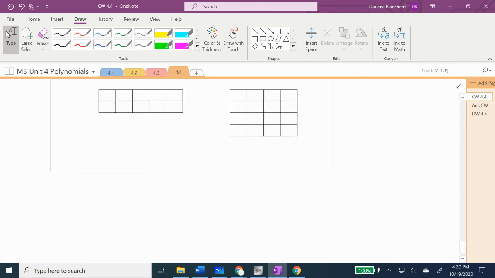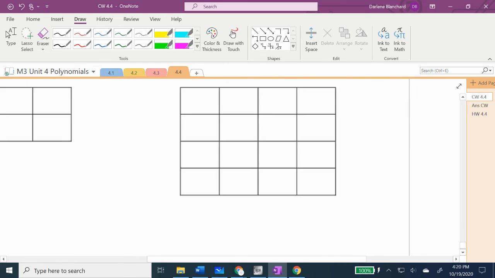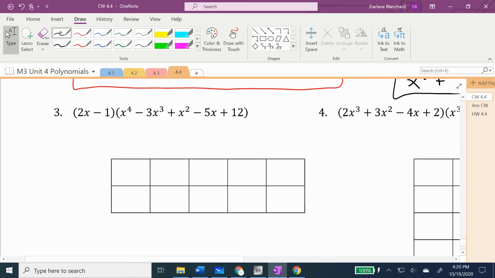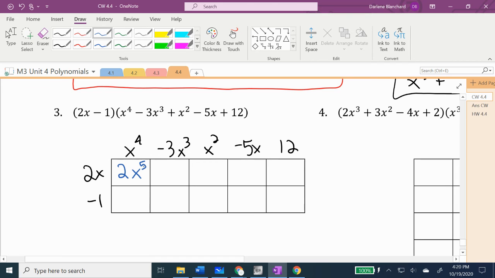And then I have 2 more of these and we will be done. So next I have multiplying 2x minus 1 with x to the fourth minus 3x cubed plus x squared minus 5x plus 12. Here I'm multiplying 2 times x to the fourth. Here I'm multiplying 2 times negative 3 times x cubed. Here I have 2x times x squared. Here I have 2x times negative 5x. And then over here I have 24x.